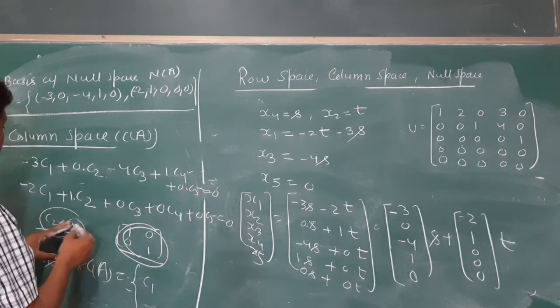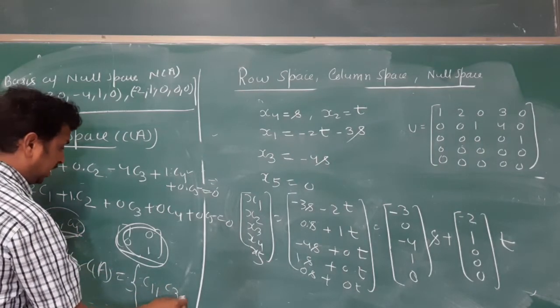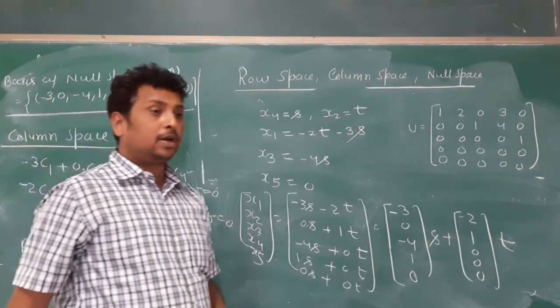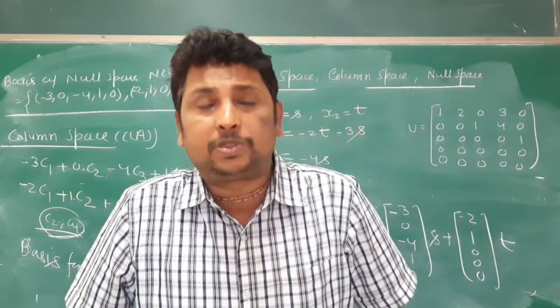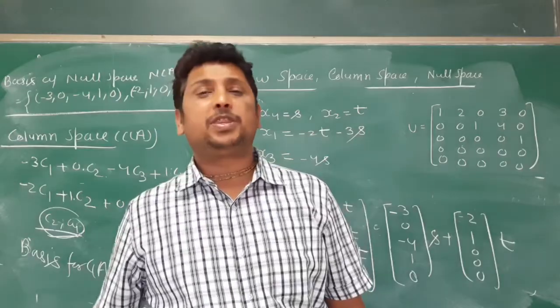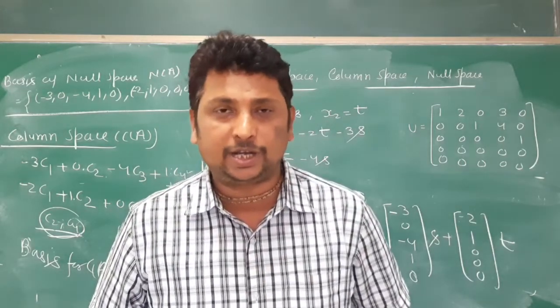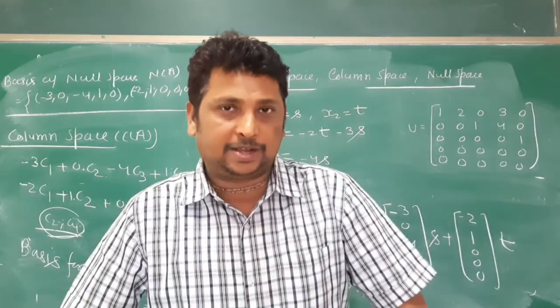Different variables, and then what is remaining? C2, C4 removed, so C1, C3, C5 remain. These 3 columns of the given matrix form the column space. So what is the dimension? 3. So hope you understand this. This is very important: how we calculate row space, column space and null space of a given matrix.